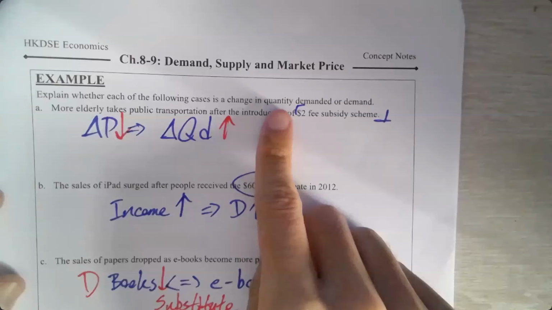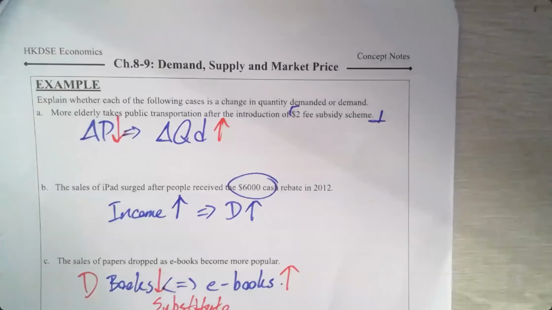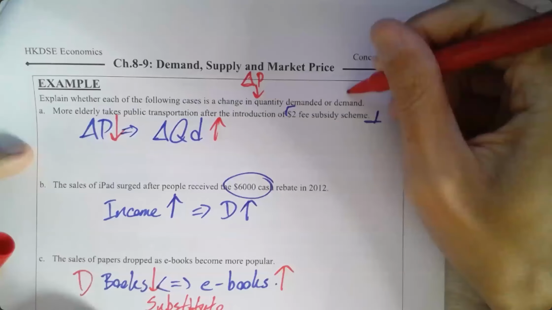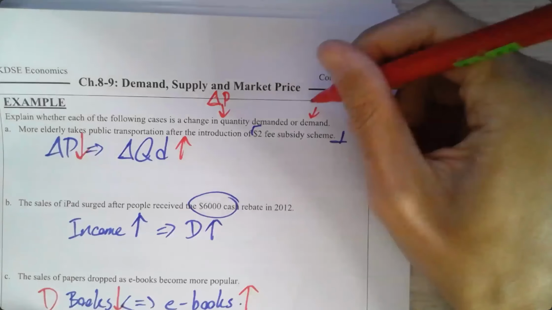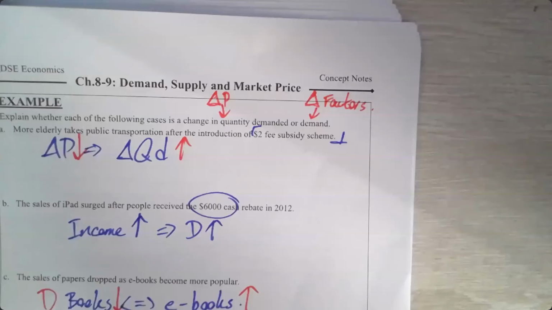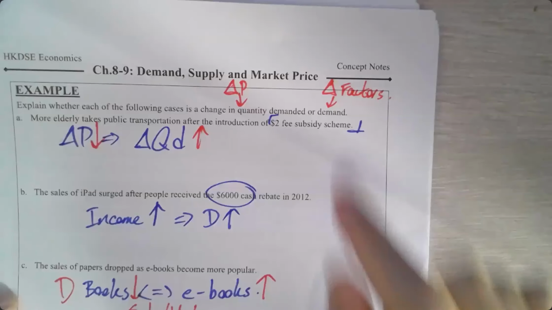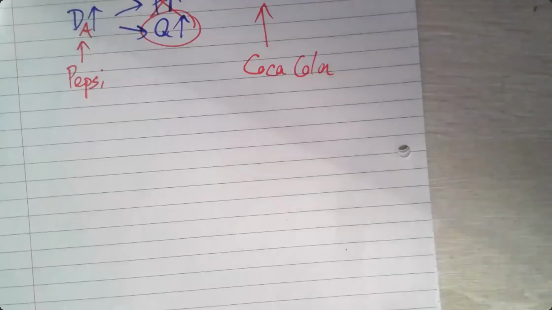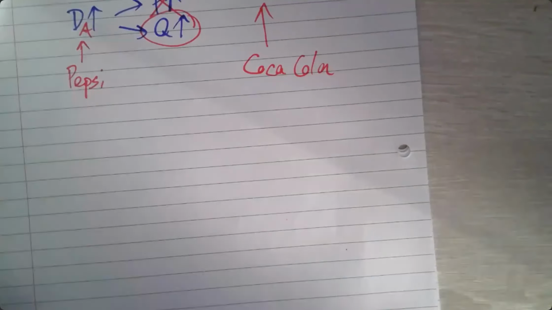So boys, remember, when is it a change in QD? Only when this is a change in price. When is it a change in demand? When this is a change in other factors than price. Okay, price 以外嘅嘢變，得唔得？Okay, let's do one more page of past paper and be done with factors affecting demand.